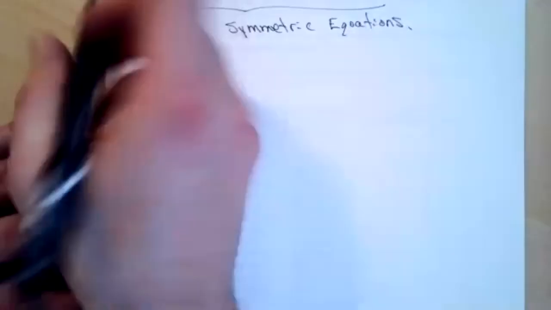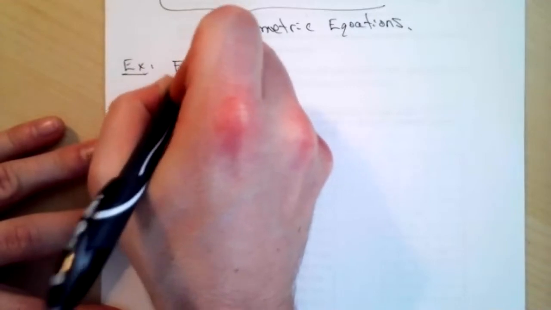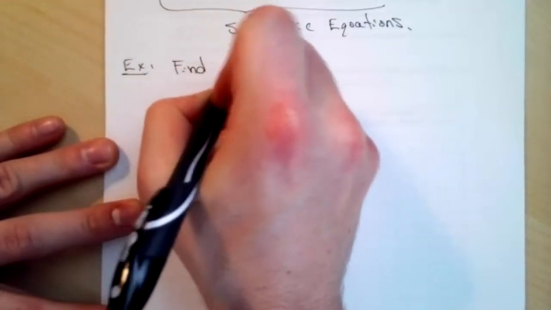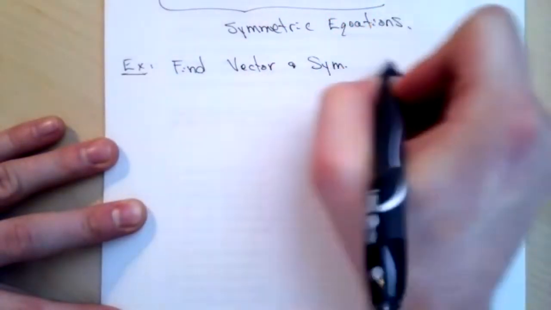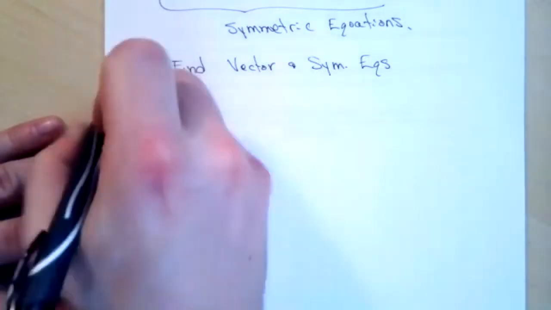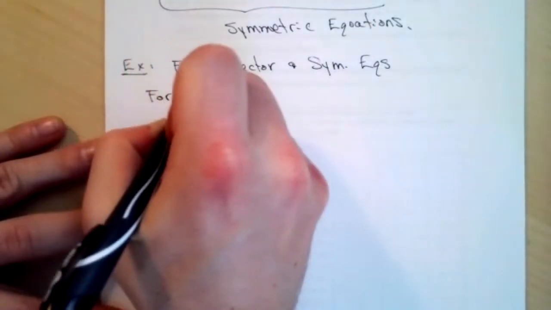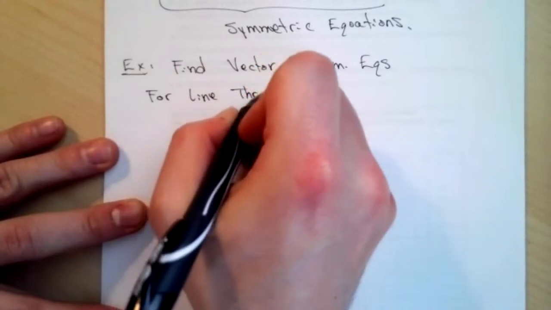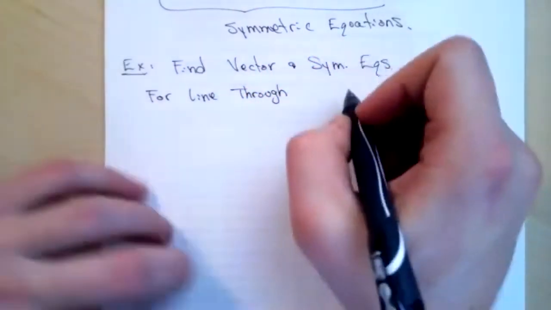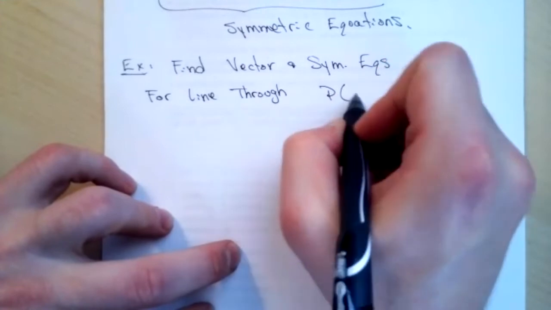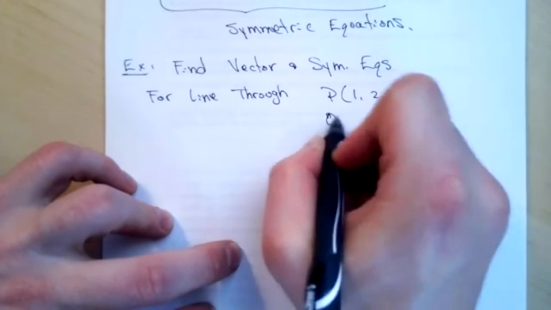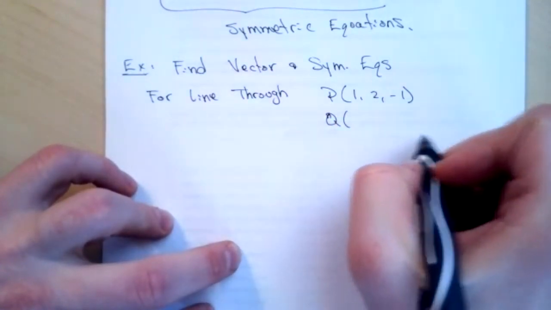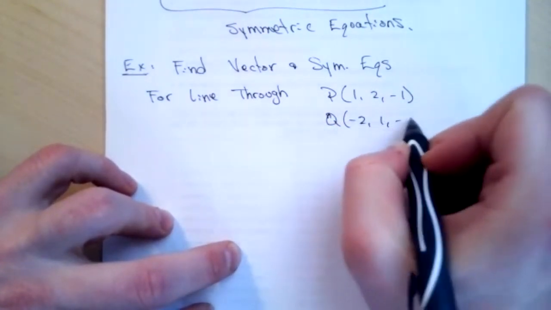So examples. Find, let's say, the vector and symmetric equations for the line through (1, 2, -1) and (-2, 1, -2).